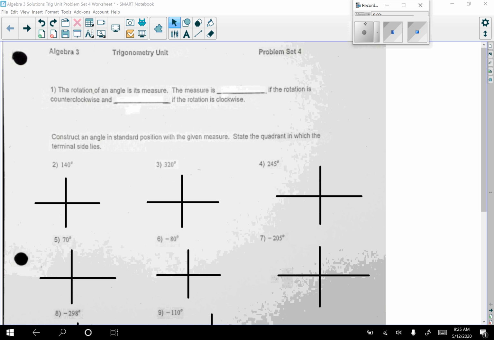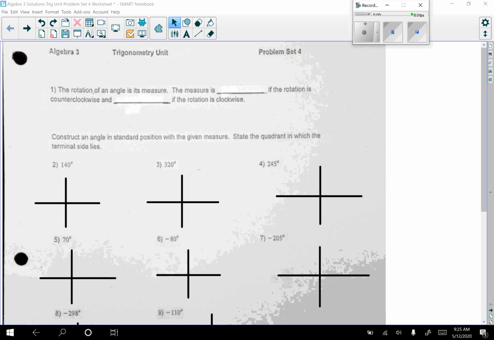So here are the solutions to problem set 4, where we were sketching angles in standard position and then working with something called reference angles. Now I'm going to go over the last 4 problems in great detail, and then in the new lesson, make sure you view that as well. I'm going to do some more examples.